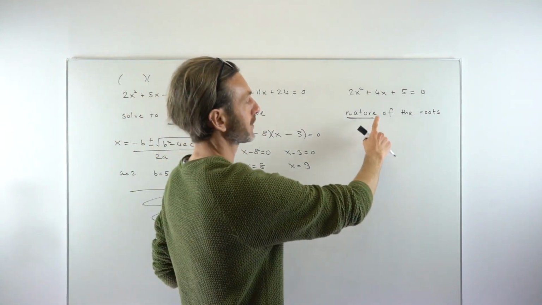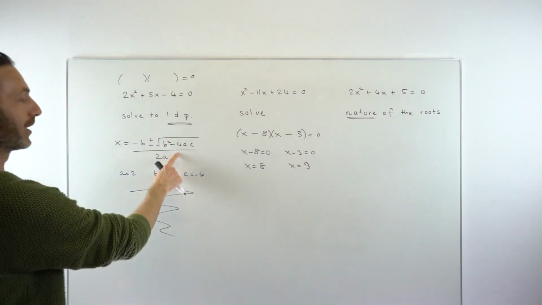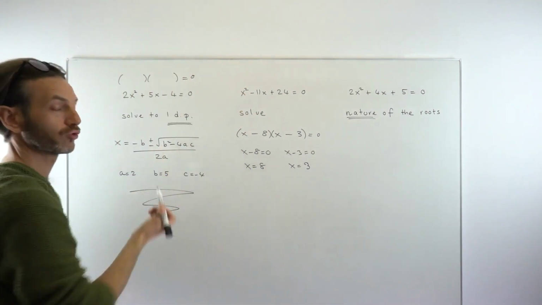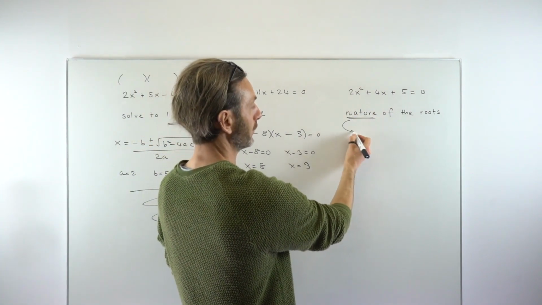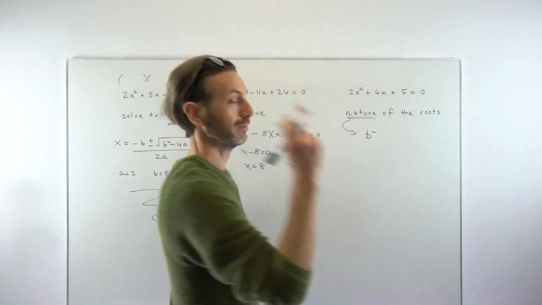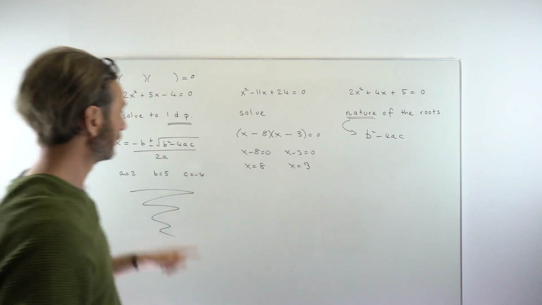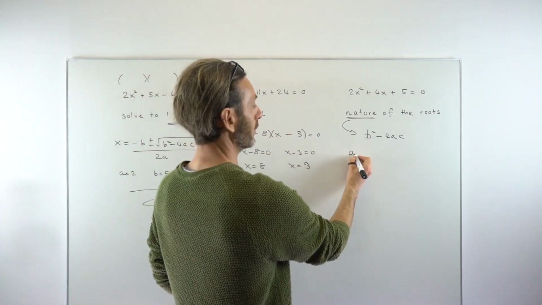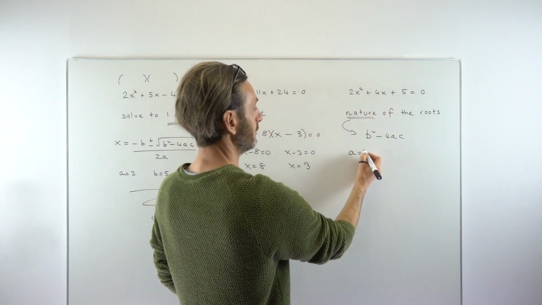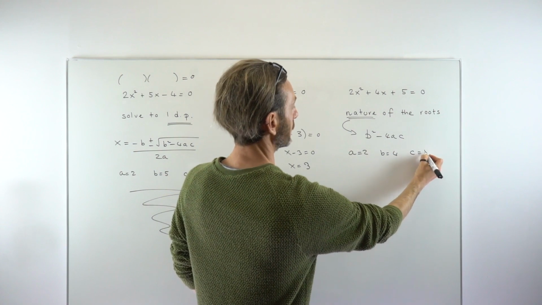In the third case, we're looking for the nature of the roots. So remember, that is related to the quadratic formula, but just this part, the discriminant, the b squared minus 4ac. So as soon as you see nature, you've got to associate that with b squared minus 4ac. Remember, you don't need to include the square root, just the bit under the root. So again, you would go about this by identifying your a, b, and c values. So a is 2, b is 4, c is 5.